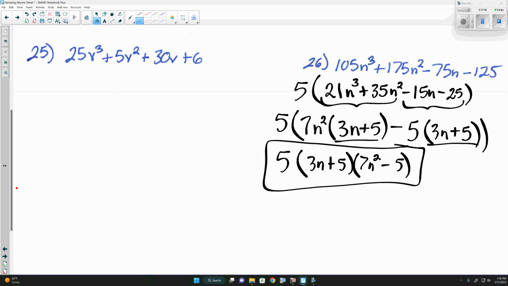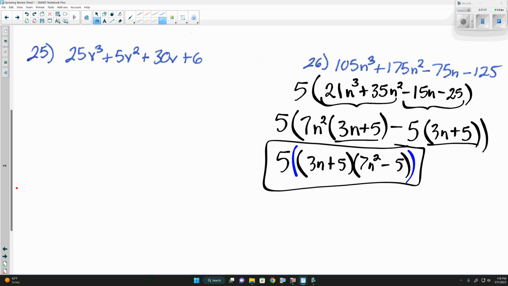Questions on this here? It is a little funky, and yes, I did drop a set of parentheses, but we didn't need the extra set in front of the 7n squared. Because when we factored it out, we pulled it out front. We could have put a set of parentheses around it. It wouldn't have made a difference, and it wouldn't have changed the answer. It just means the whole thing's being multiplied by 5 once. There's only one of them. It's not multiplying 5 by both of them. Any other questions up to 26?